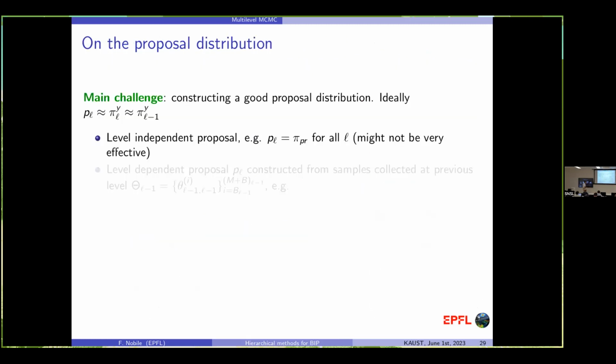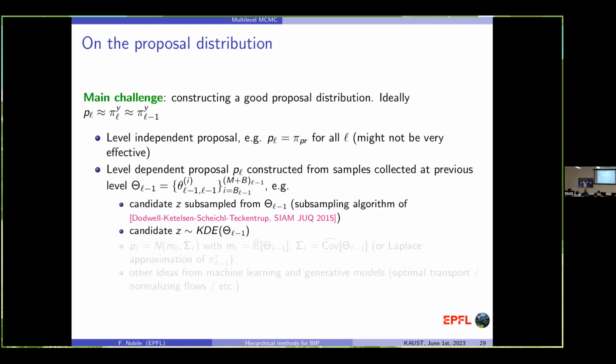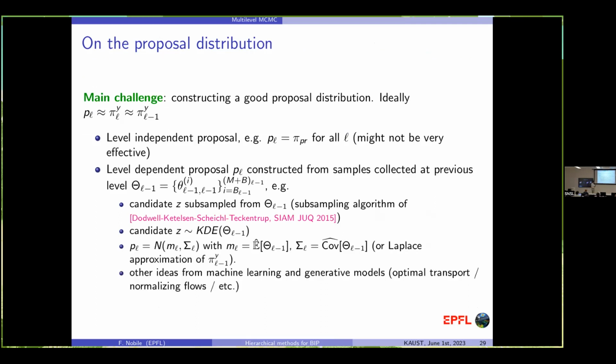So how to do this in practice? Well, we have tried a couple of things and there is surely space to try many more. One simple idea is just to do a kernel density estimation based on the samples that you have collected at the previous level. Or you could just try to use a Gaussian distribution fitted, again, on the samples that you have collected on the previous level. But as I said, there is surely space to be imaginative and use some generative models, or optimal transport, or normalizing flows. So once you have learned the distribution, you try to extrapolate what the next distribution is.